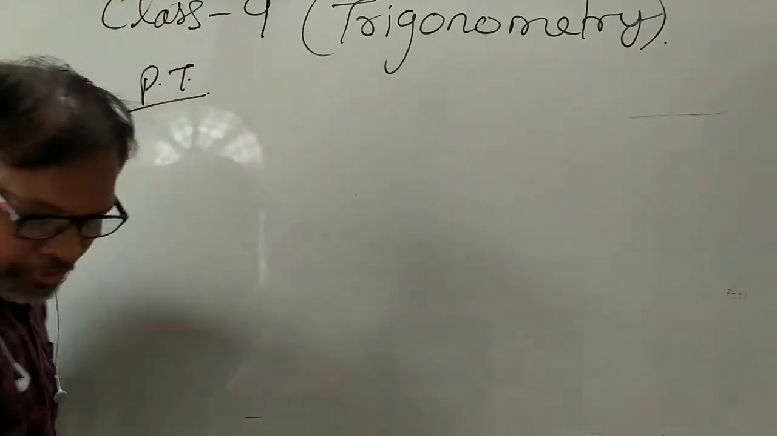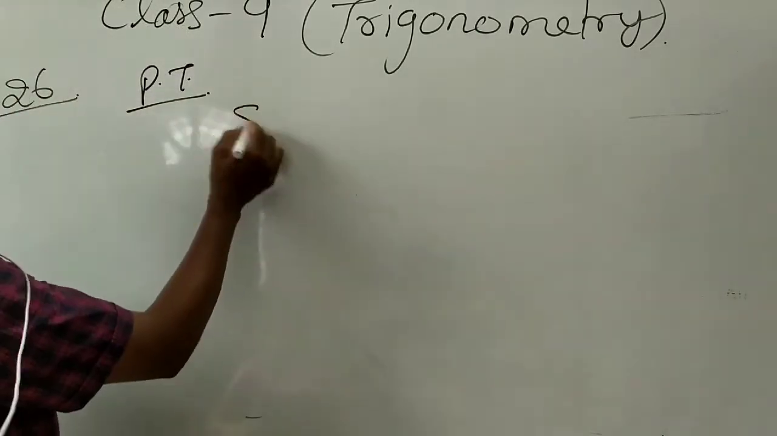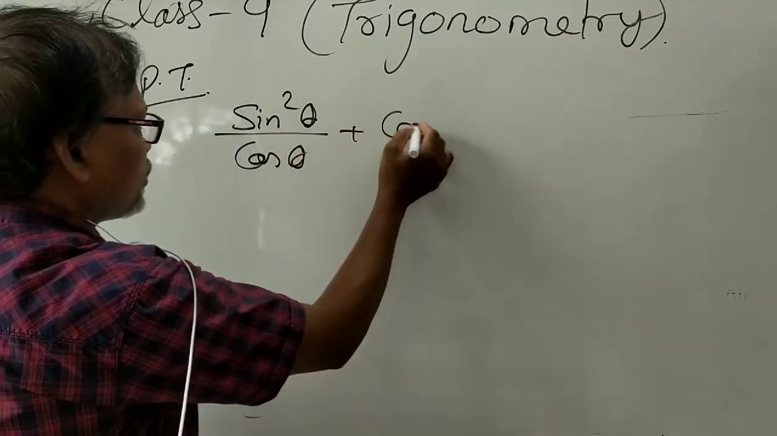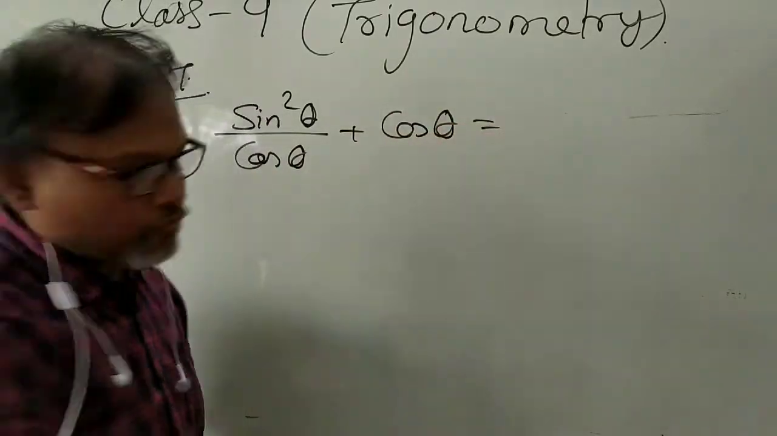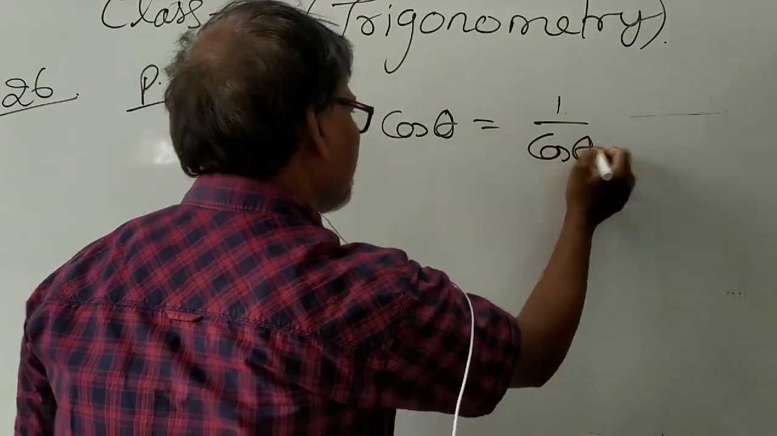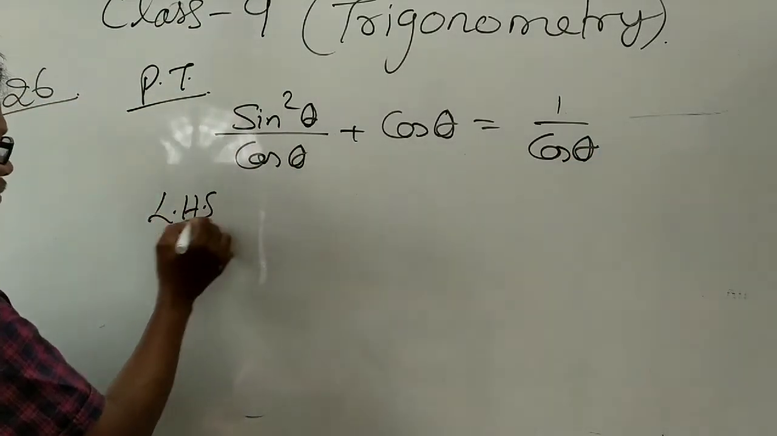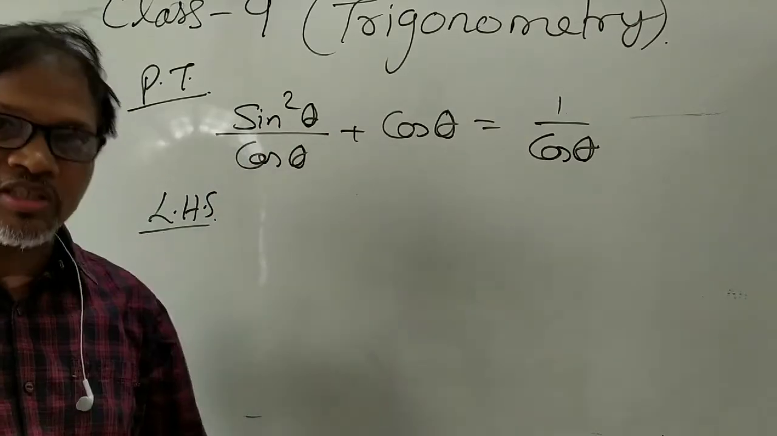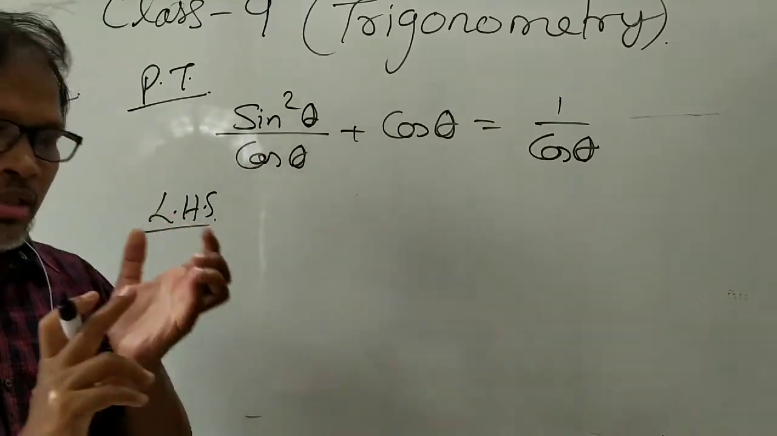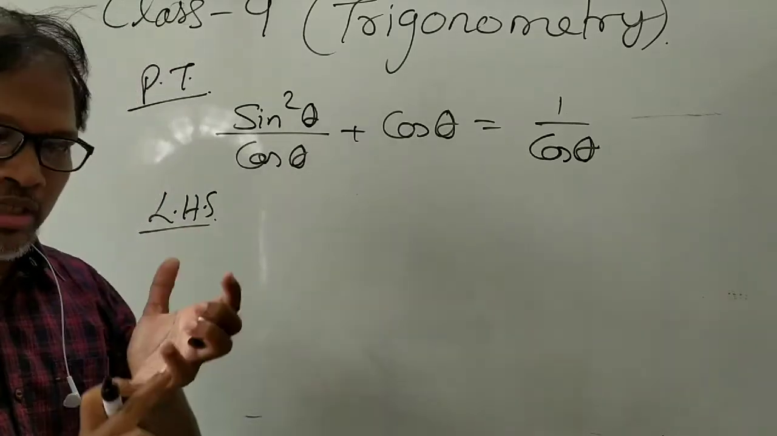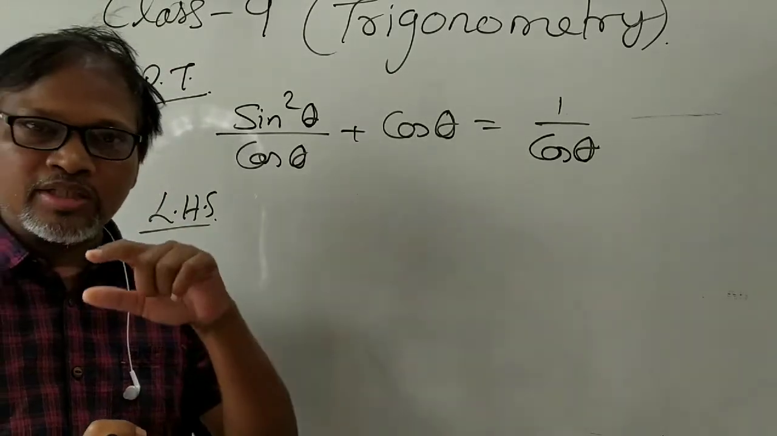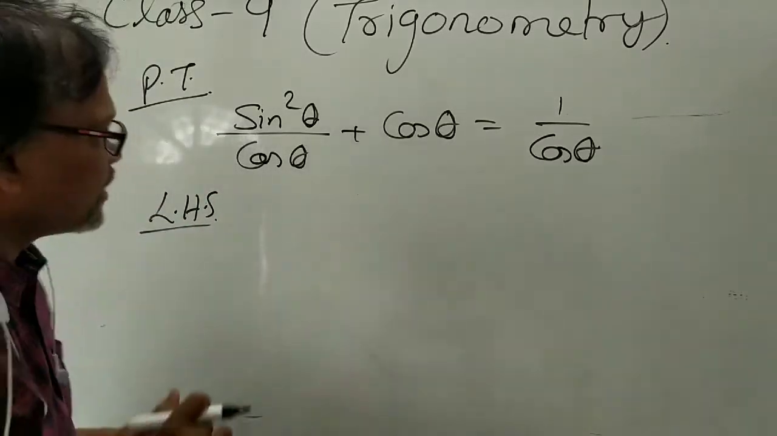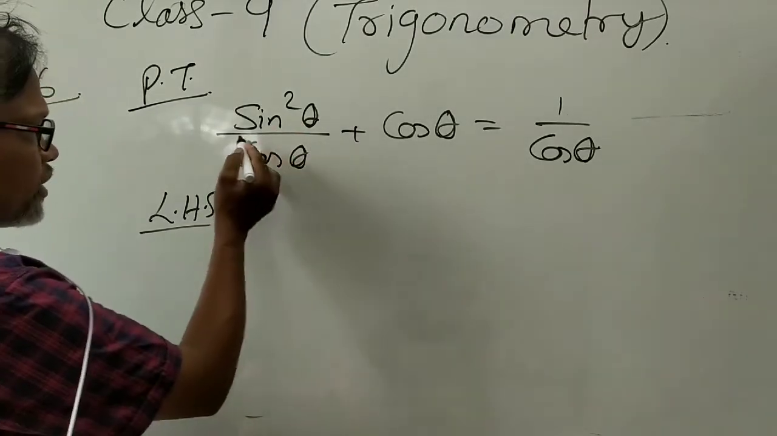Similarly, the third part of the same question: sin square theta upon cos theta plus cos theta is equal to 1 upon cos theta. You have to show this. Again take the left hand side. Sin theta and cos theta are the simplest forms. This means if any other trigonometrical ratios are there, suppose tan theta, cot theta, sec theta, you must change them into sin and cos and then solve the questions. In this, it is already given, so just take the LCM.